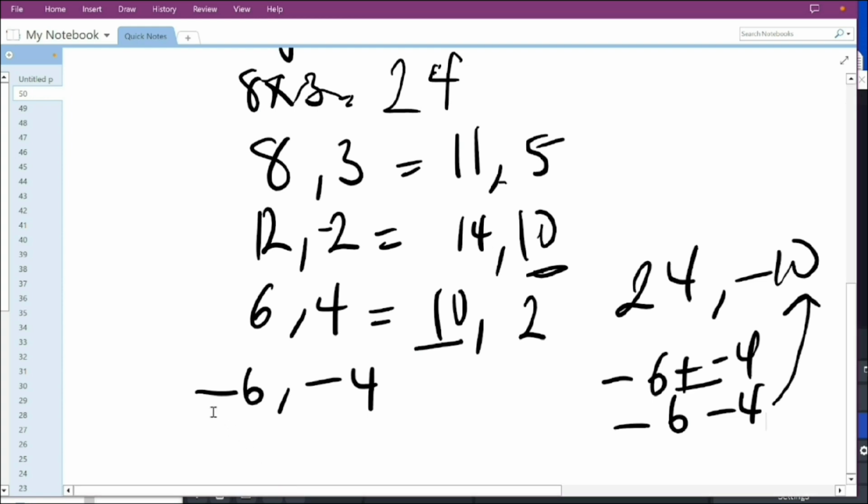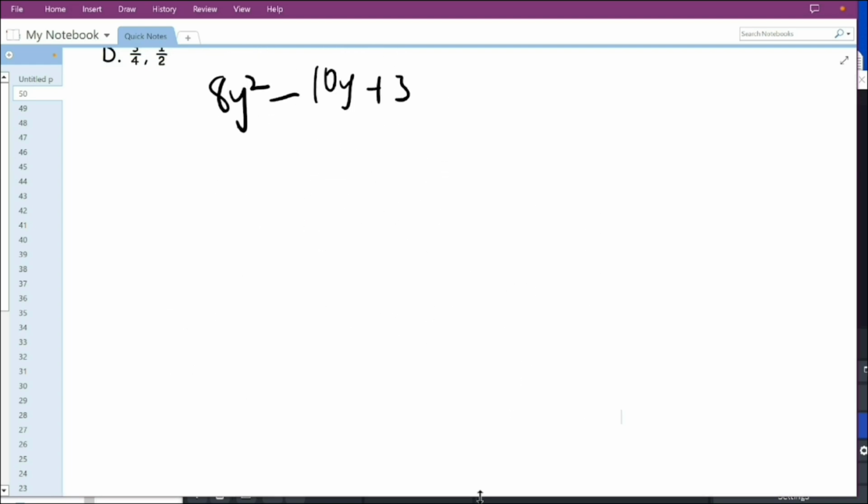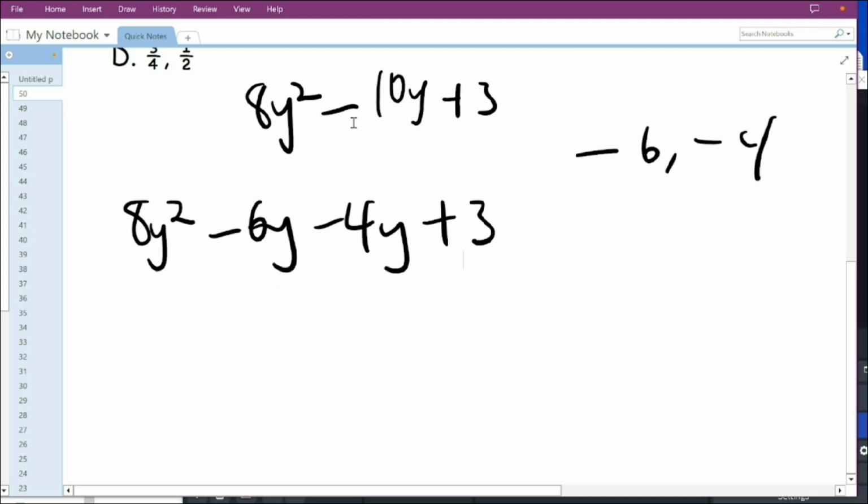So noting that minus 6 and minus 4 give us minus 10, yet when we multiply them together we get plus 24, these are the two values that will replace the minus 10y. So let's now insert them. We have our two values as minus 6 and minus 4. You can choose to write any first. So we have 8y² − 6y − 4y + 3. We've changed the minus 10y into these two, adding y to the minus 6 and y to the minus 4.